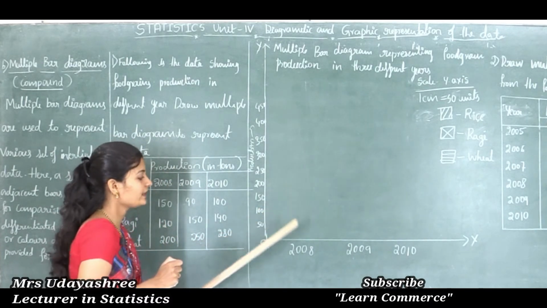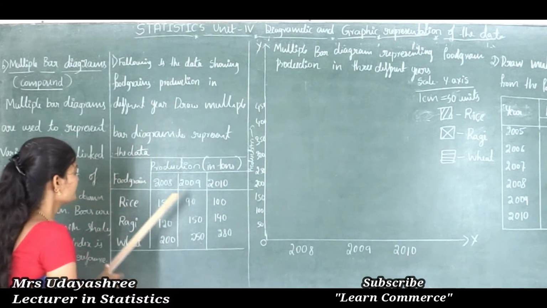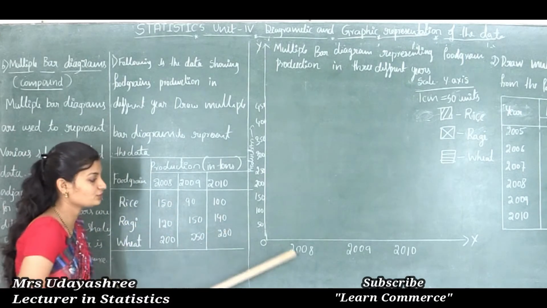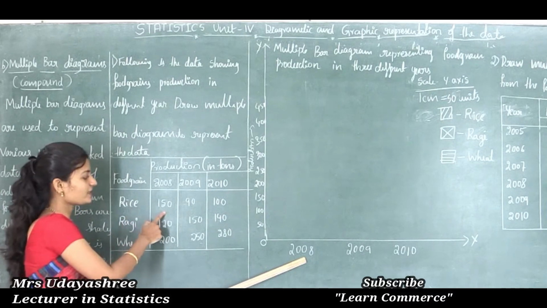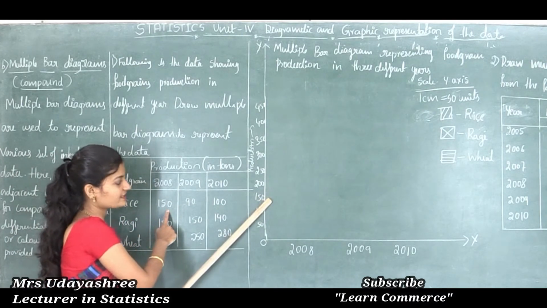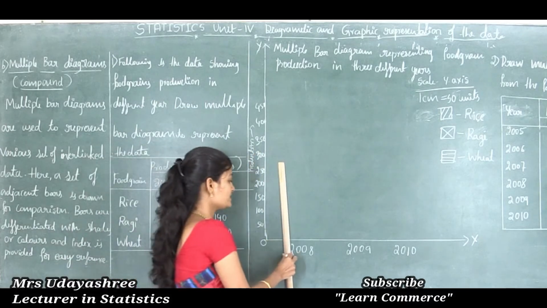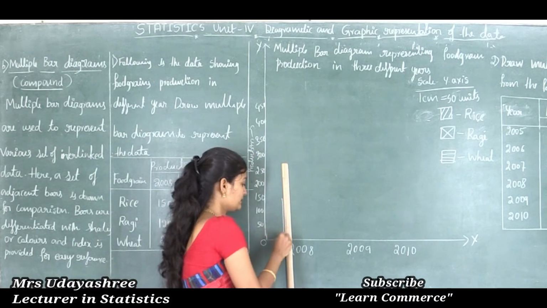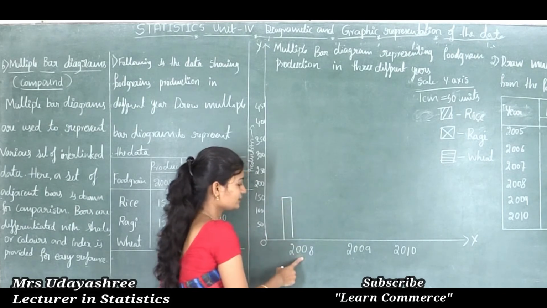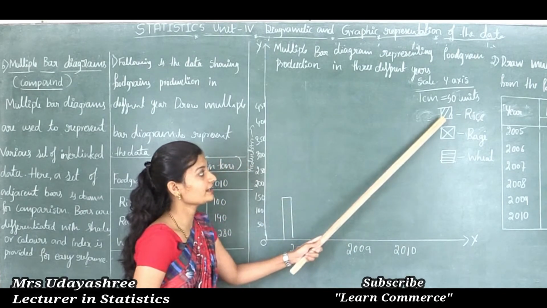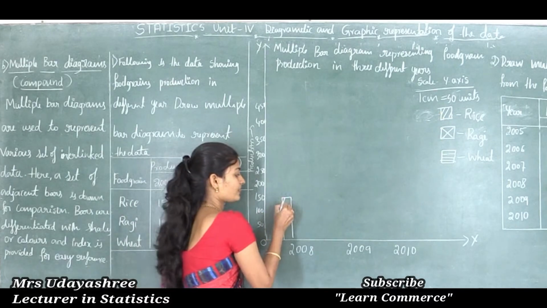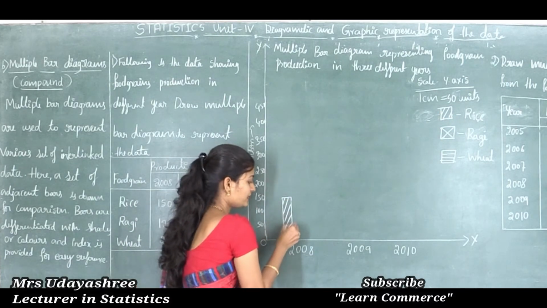Now see, in 2008 the rice production was 150 ton. See, here 150 is here. Like this I will draw one bar. This bar indicates the rice production in the year 2008. For rice the shading is like this.